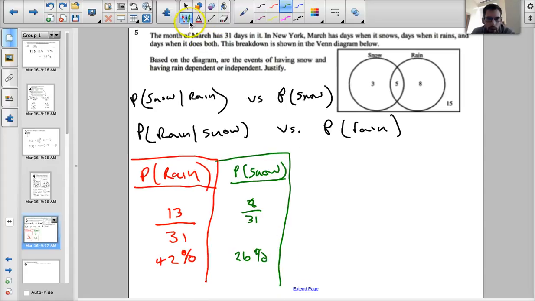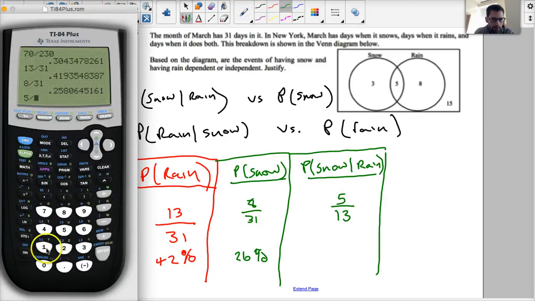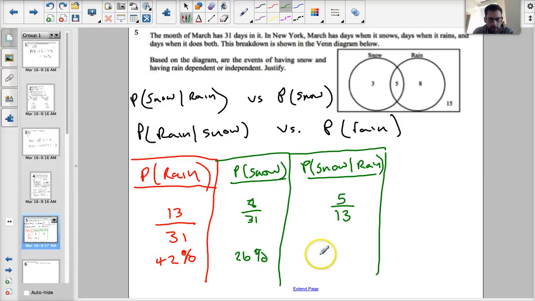All right, now we will figure out the probability of snow given rain and rain given snow. I'll do this in green. So the probability of snow given rain. Now we just care about the days when it rains. There are 13 days where it rains, and of those days, on 5 of them it also snowed. So that would be 5 out of 13, which is about 38%.